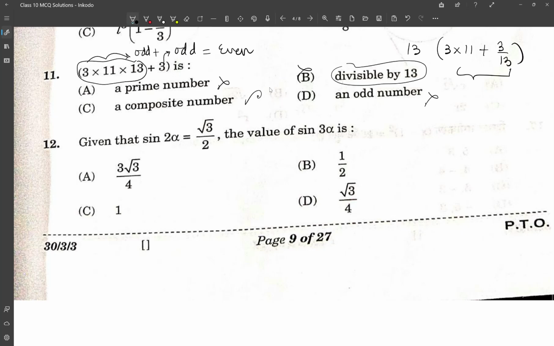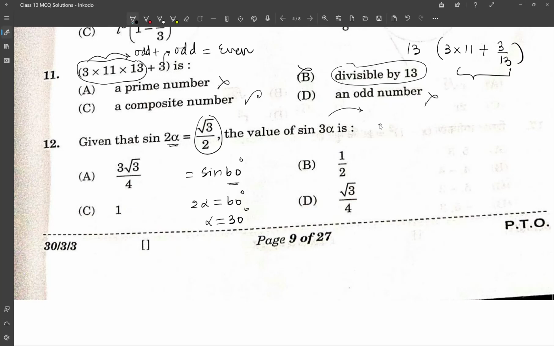Okay. On to the next question. Sine 2 alpha is equal to root 3 by 2, and root 3 by 2 we know what it is. It is sine 60, which means sine 2 alpha is sine 60. 2 alpha is 60 degrees. So alpha is 30 degrees. So sine 3 alpha is sine 90 degrees, which is equal to 1. Option C is the correct answer. On to the next question.